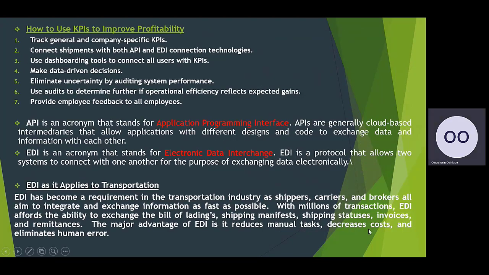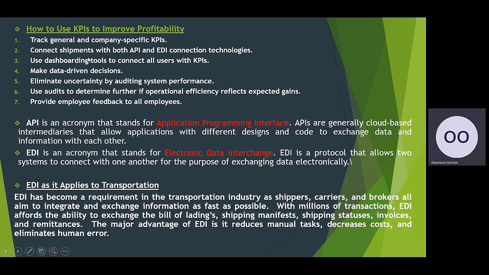Now, how to use KPIs to improve profitability, as we begin to round up. How to use KPIs to improve profitability, either in the transport industry or other forms of industry. But since our focus is on data analysis in the transport industry, how do we use KPIs to improve profitability? One, track general and company-specific KPIs. Every company has its specific KPIs, so you're able to track them to say, are we still on path? Are we doing well? What are the inefficiencies? Which area do we need to quickly make amends? And which particular area is doing well that we're able to improve upon?